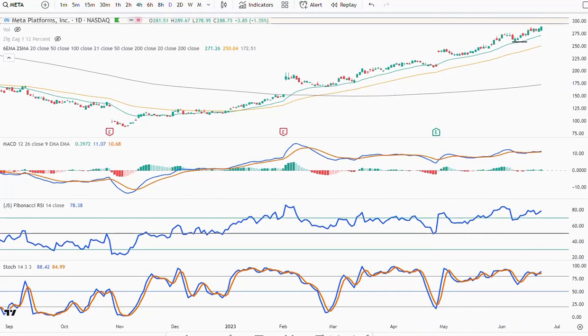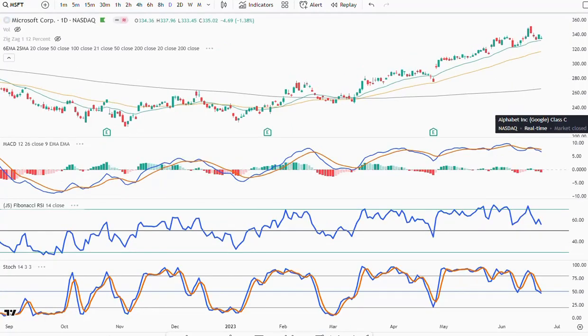But overall, this looks like a very strong chart, an uptrend. RSI and MACD remain in positive territory, so there's not too much negative you can say on Meta. So moving next to Microsoft.